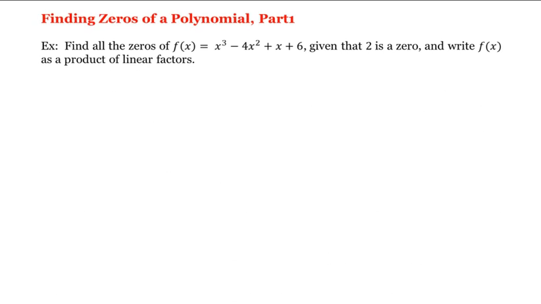Let's look at finding zeros of a polynomial. For example, let's find all zeros of f given that 2 is a zero and write f as a product of linear factors. Now, because 2 is a zero of this polynomial, that means that x minus 2 is a factor of f.